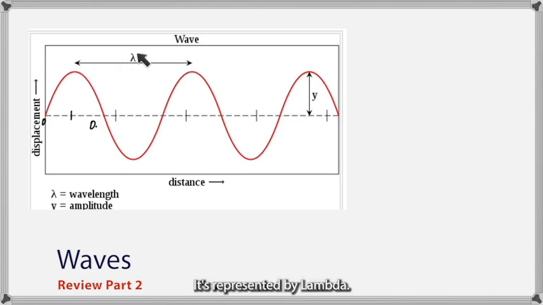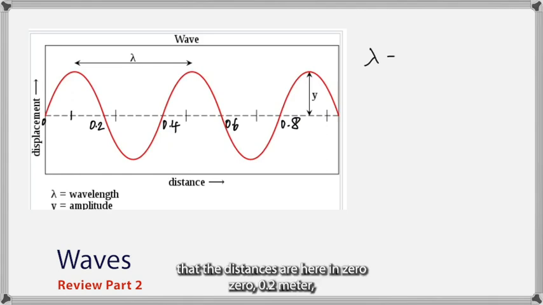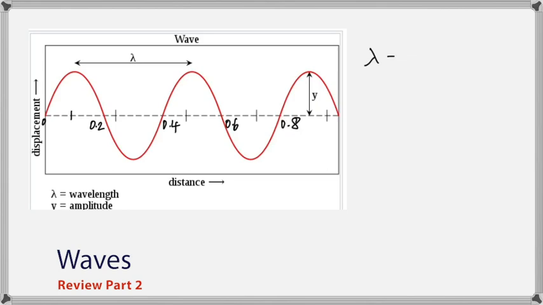It's represented by lambda. So if you look at this diagram and assume that the distances are here at 0, here at 0.2 meter, 0.4, 0.6, and 0.8, what is the wavelength of this wave? Well, this is at 0.1 and this is at 0.5, so the difference is 0.4. Or you can just take the length of a wave. See, remember, that's the length of a wave. So either way, the wavelength is 0.4 meter.